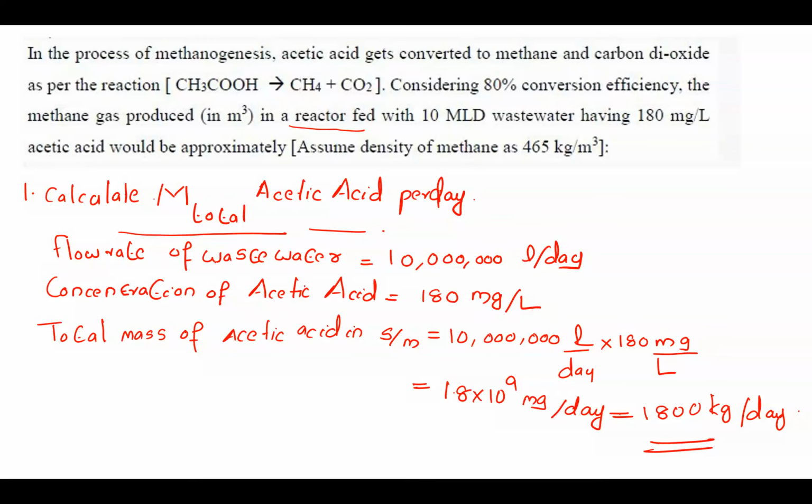So we know the flow rate of wastewater, that is 10 into 10 to the power 7 liter per day. Then concentration of acetic acid 180 milligram per liter. You have the concentration of acetic acid, and you know the flow rate of wastewater, so you can just multiply, and you get the total mass of acetic acid in the system. That is the first step.